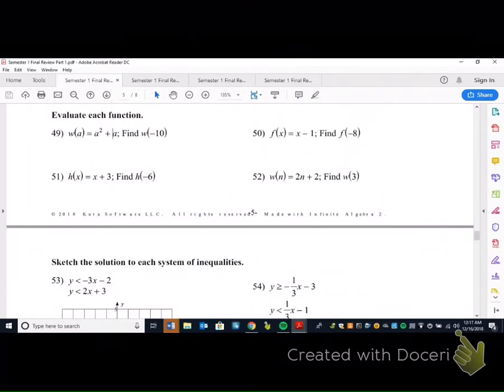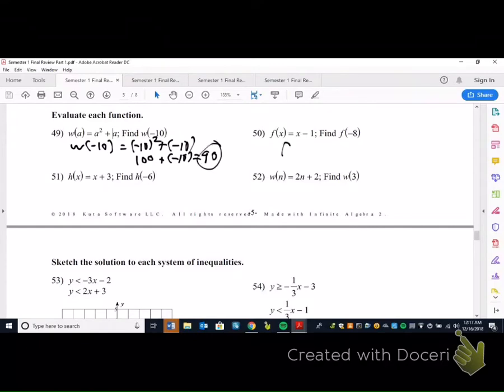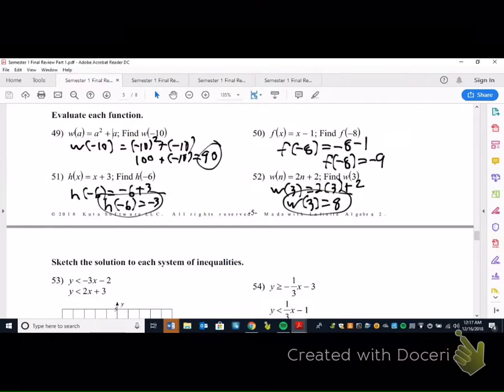So when we evaluate a function, what we're going to do is take that negative 10, and plug it in for our variables. So the value of the function at negative 10 is 90. And that's the rest of those.